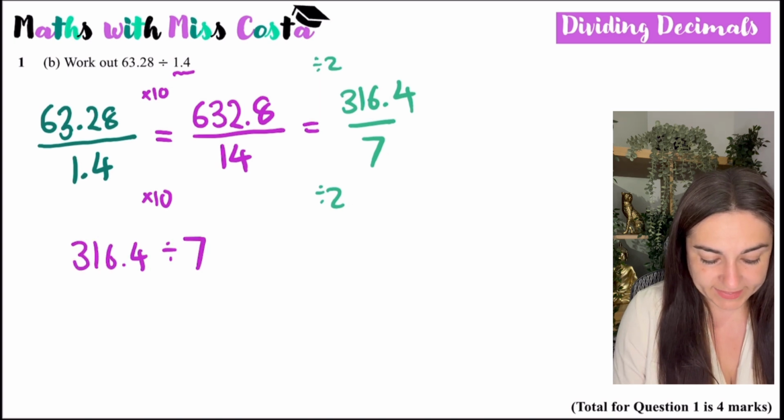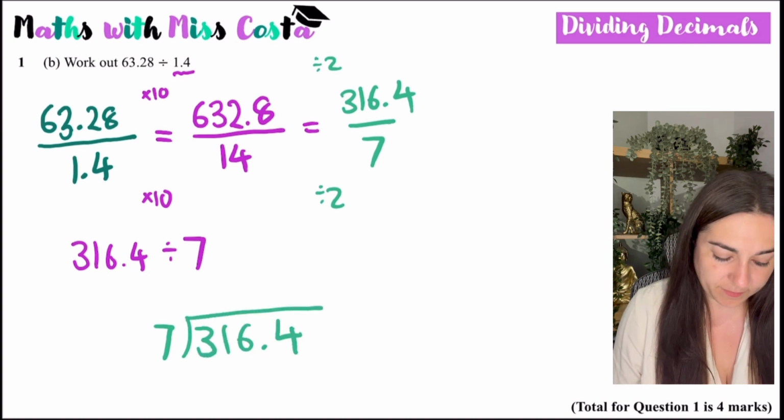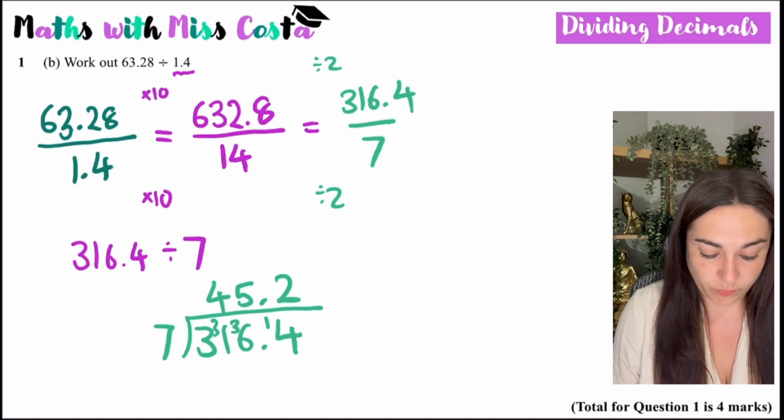316.4 divided by 7. And once again, because it's a single digit, you can use the bus stop method. So 316.4 divided by 7, 7's into 3 don't go, 7's into 31 go 4 times, remainder 3, 7's into 36 go 5 times, remainder 1, and 7's into 14 go twice.